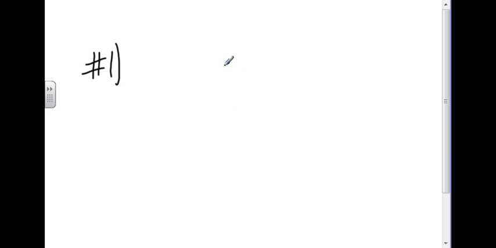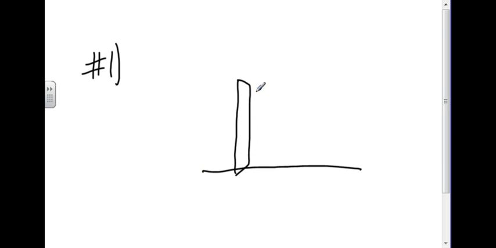A tower casts a shadow. Okay, so I need a tower, and then I need a shadow. So there's a shadow. When the angle of elevation of the sun is 51 degrees. Okay, so that means the sun is here, and that angle has to be 51 degrees. This is a right angle, unless it's the Leaning Tower of Pisa, then that wouldn't be a right angle. But then that wouldn't be a section 3 problem. Find the height of the tower.